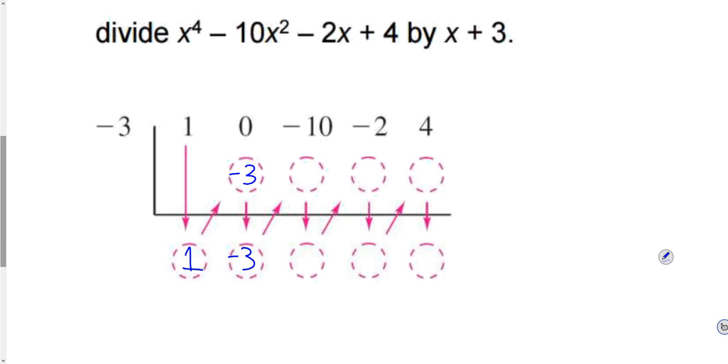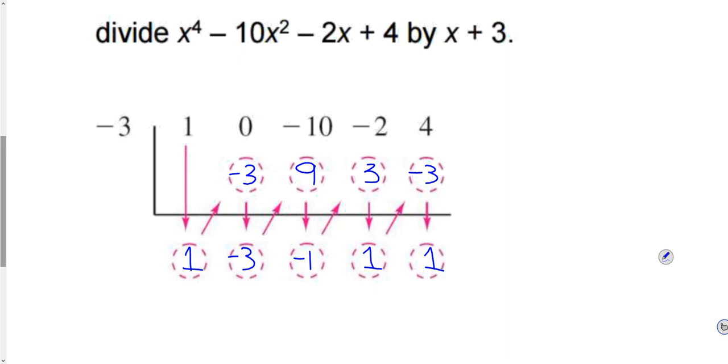Negative 3 times 3, positive 9. Negative 10 plus 9, negative 1. And then we multiply again. Negative 1 times negative 3, positive 3. And then we combine. Negative 2 plus 3, positive 1. And then we multiply. 1 times negative 3, negative 3. And then we combine. 4 take away 3, 1.